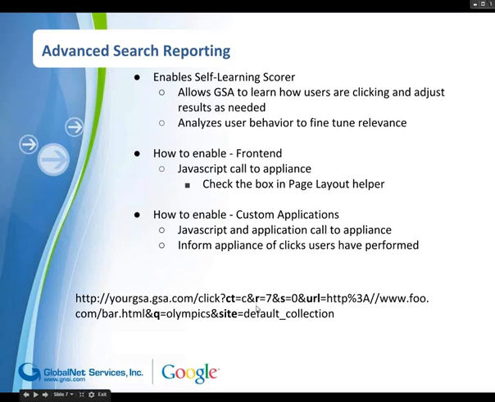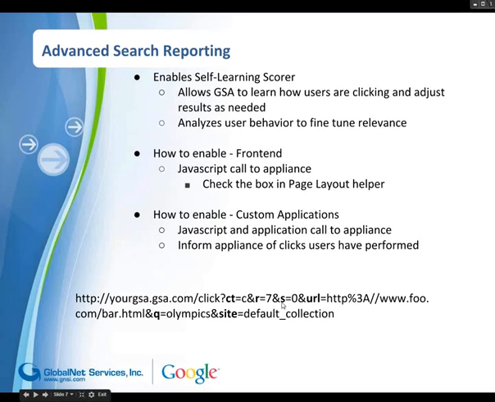R is the rank of result. Is it the first result? Is it the 8th result? S is going to be your page. Is it the first page, second page? And when you use S and pass this back to the GSA, your first page will start with 0, and then you'll increment 1 from there.